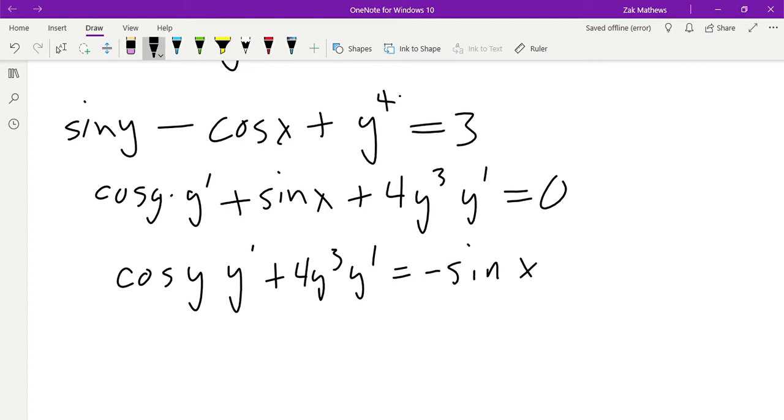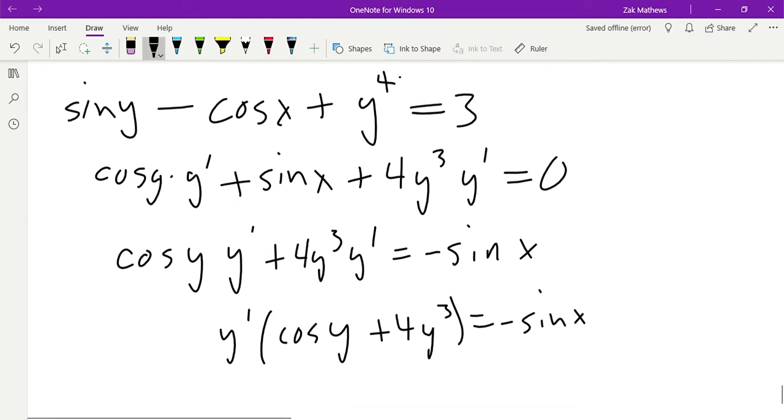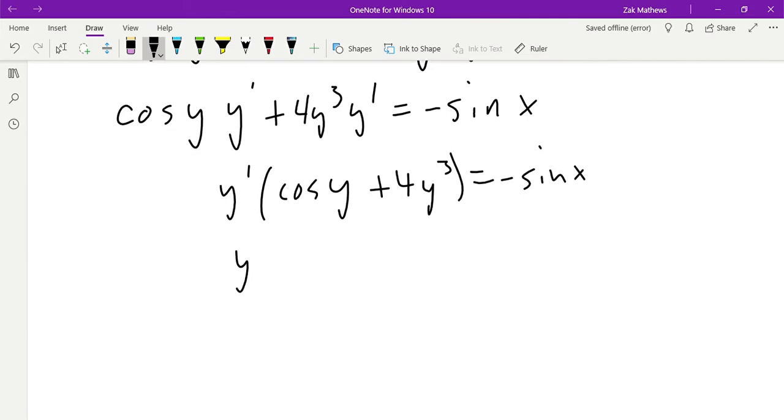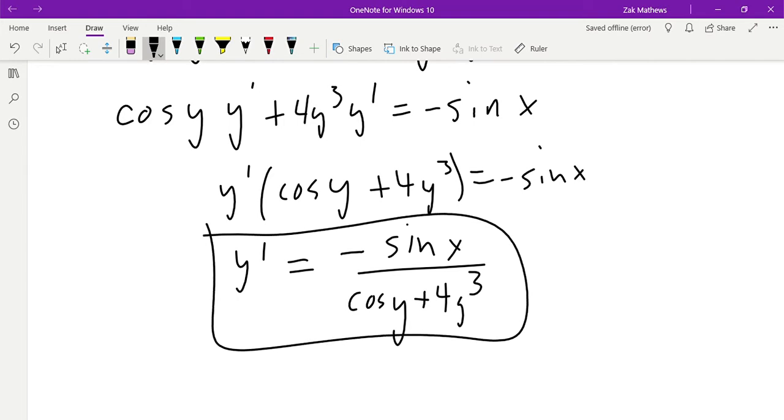And once I do, I can factor off that y prime. I have cosine y plus 4y cubed equals a negative sine x. And then I'm going to divide it off to get the y prime all by itself. Y prime equals negative sine x over cosine y plus 4y cubed. And we could find whatever slope we wanted to.